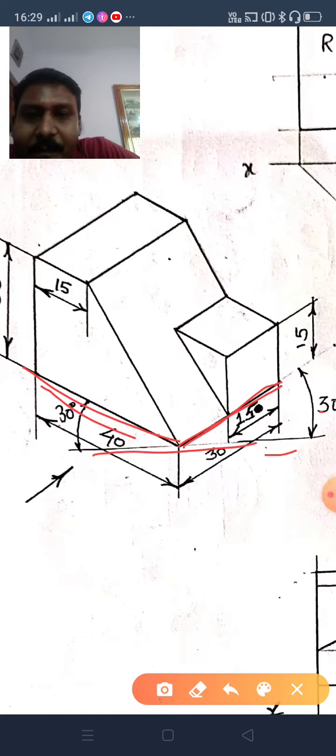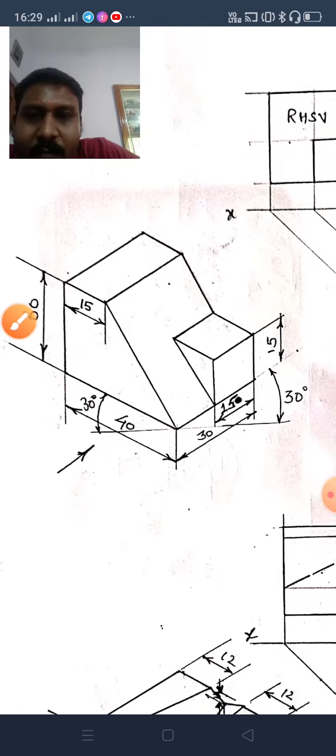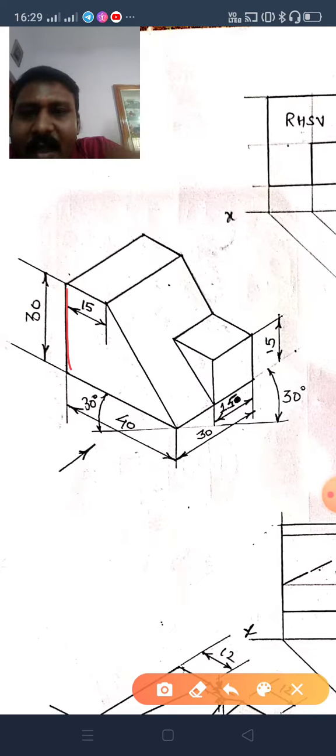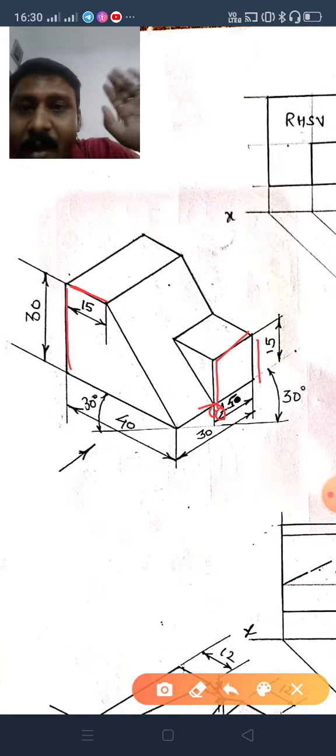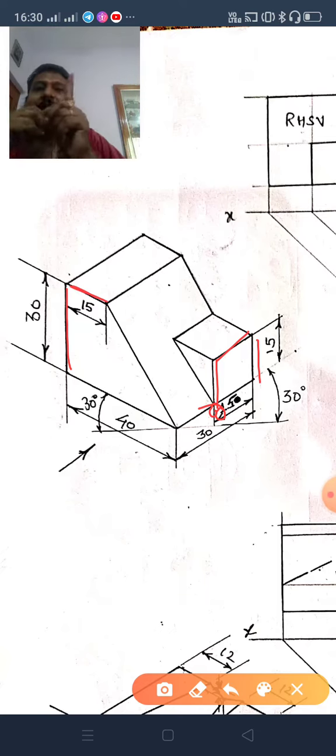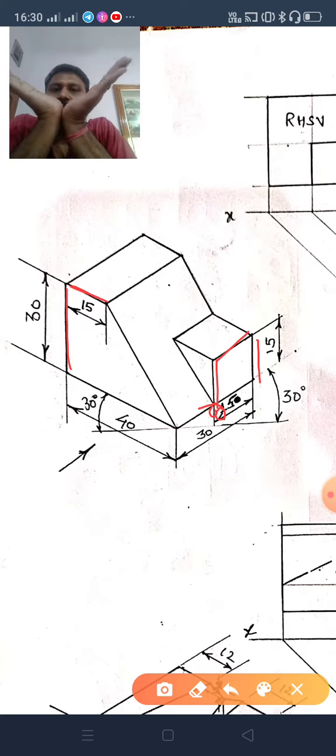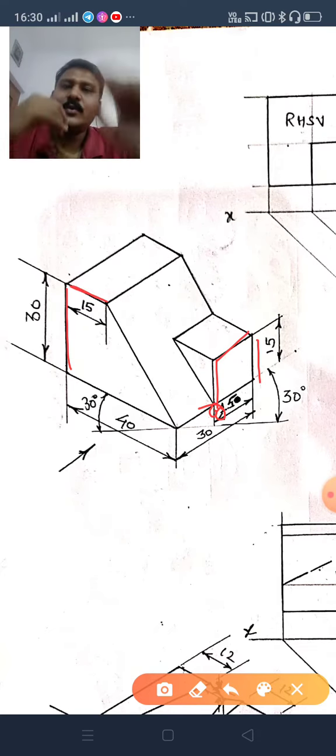From here draw a 30 mm vertical line. From here draw a 15 mm vertical line. Take the midpoint of this 30 and you will get this 15 also, from here you can draw it too. Now take 15 here parallel to this 30 degree line. Here you have to draw only three kinds of lines: a vertical line and two 30 degree inclined lines. All lines should be parallel to these three lines only.